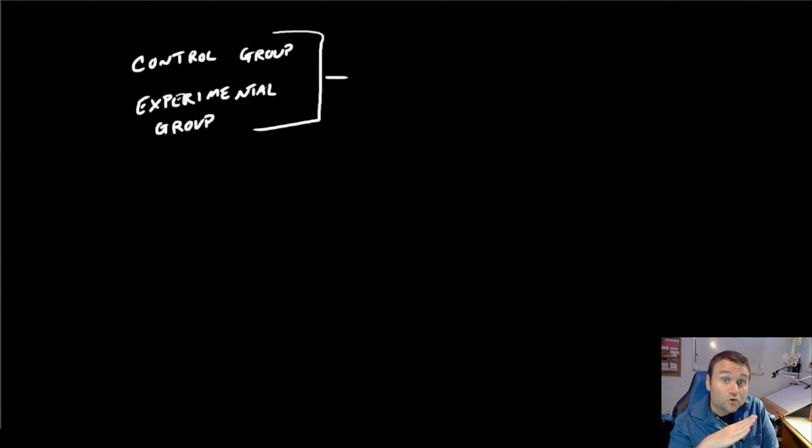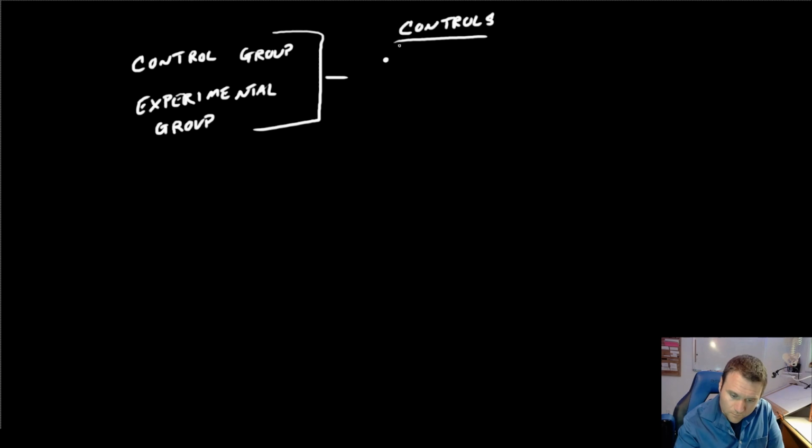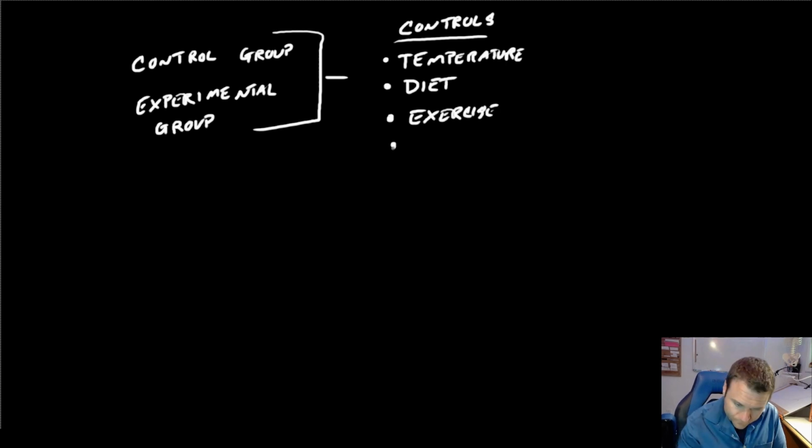These groups should be as identical as possible. The things that are the same between them are called the controls. Diet, exercise, etc. These are examples. You might be varying the temperature between things. You might be changing the diet because you might be interested in diet. You might be changing the exercise routine. But anything that you keep the same between these groups is going to be the control.